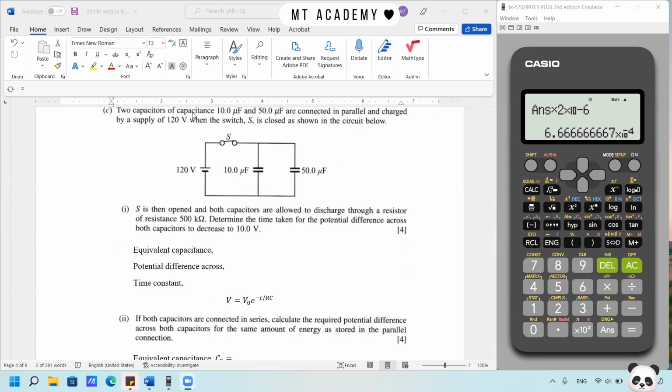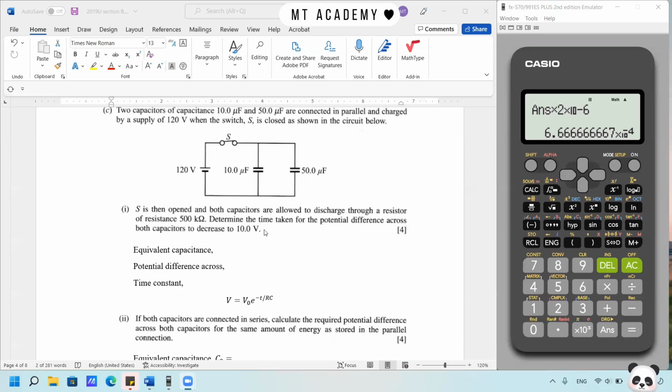We have two capacitors of capacitance 10 microfarad and 50 microfarad connected in parallel and charged by a supply of 120 volt when the switch S is closed. S is then opened and both capacitors are allowed to discharge through a resistor of 500 kilo ohm. Determine the time taken for the potential difference across both capacitors to decrease to 10 volt.